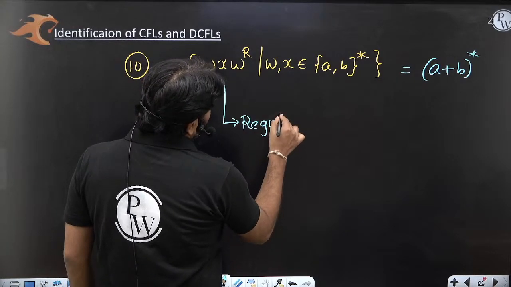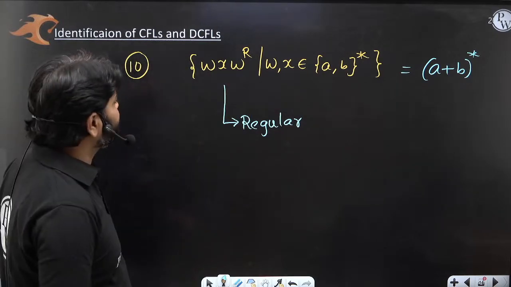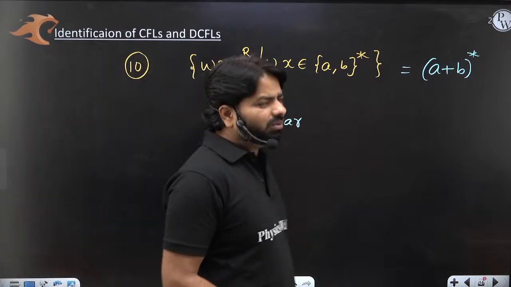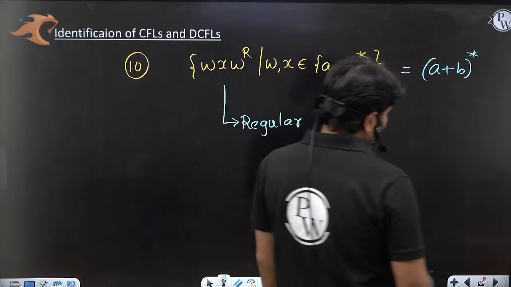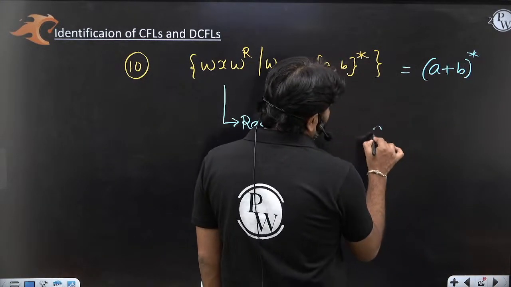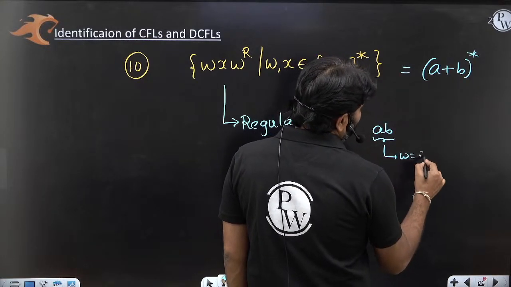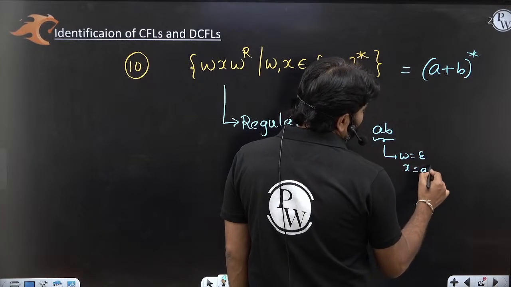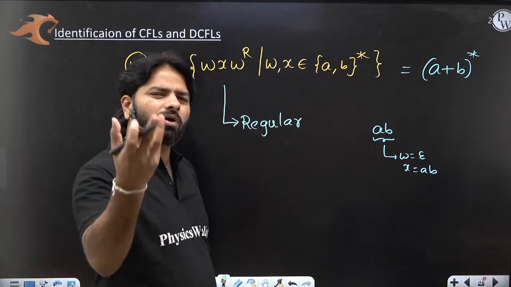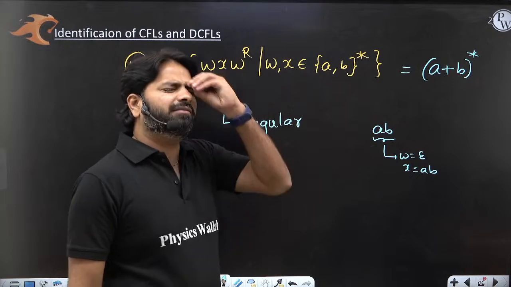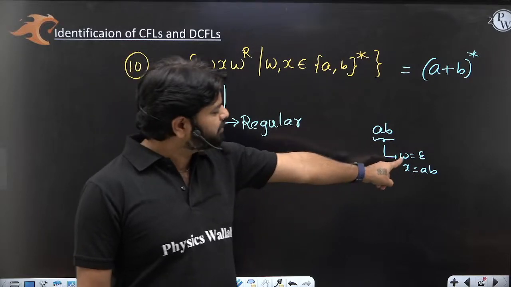I have explained there itself why it is regular. Once it is regular, no need to talk about DCFL, CFL, right? If you want to generate AB, how do you do it? Just put W is epsilon, then put X is AB, over. You give me anything, I'll do the same way. Whatever you give me, I'll put that as X, and W is always epsilon. When W is epsilon, you get every string in the world. Remember that. Over A, B, you will get every string. Always put W is epsilon.